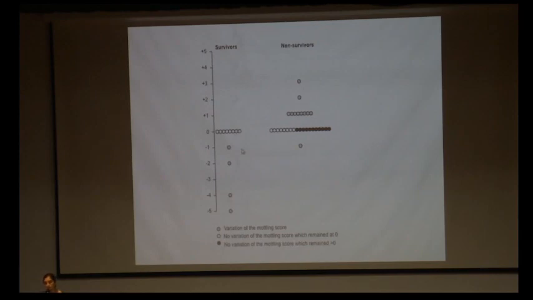Now we can see 3 circles over here: the white, the gray and the black ones. The gray ones indicate the change in mottling score. So the patients in whom the mottling score reduced, that is -1, -2, came in the group of survivors. Survival was better in these patients, whereas where there was an increase in mottling score, the mortality was higher.